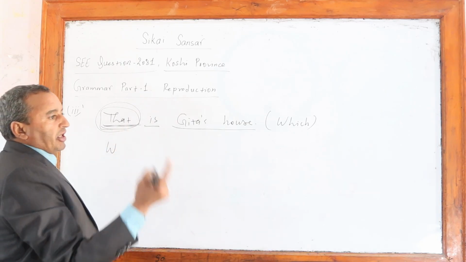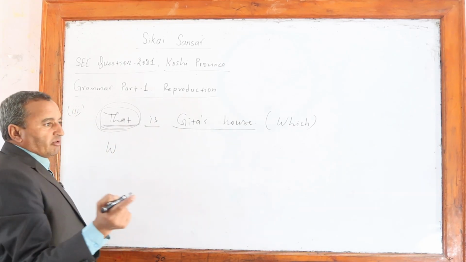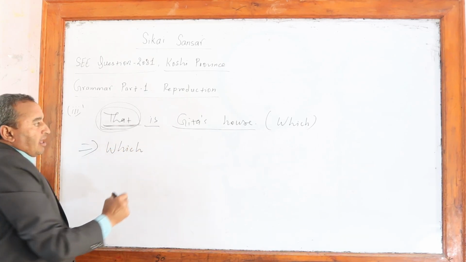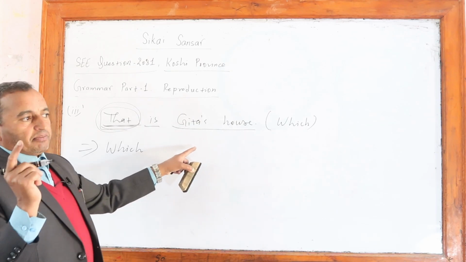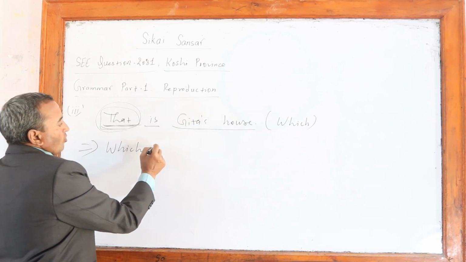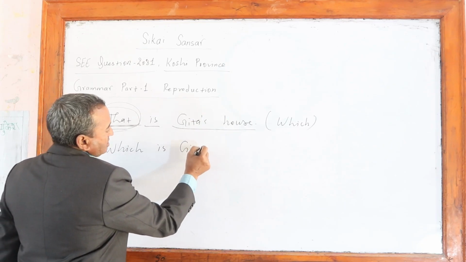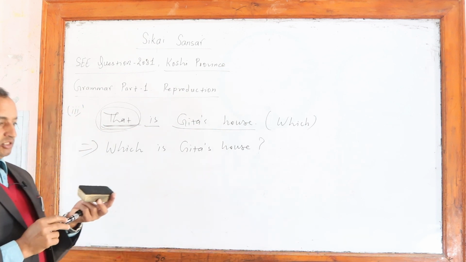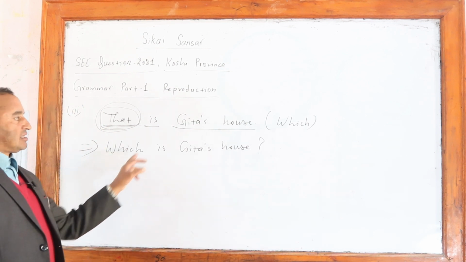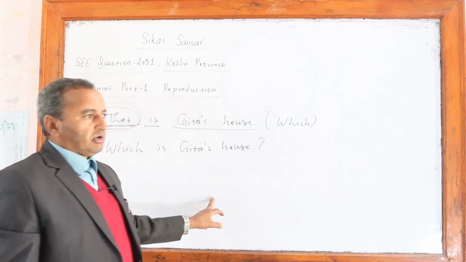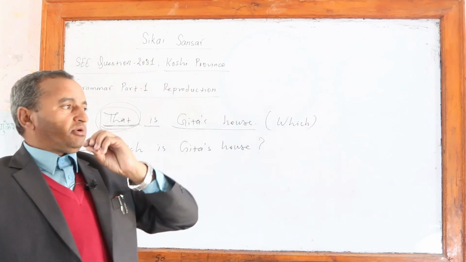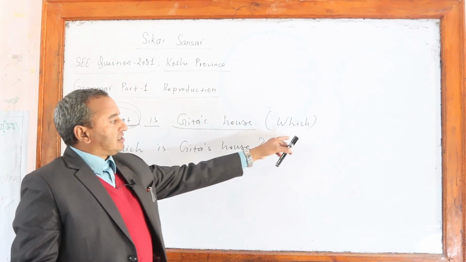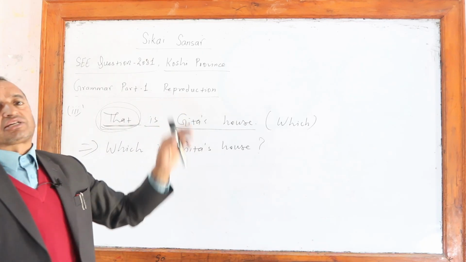So we are going to change the statement into a which question. First of all, we have to write the WH word or question word, which, and Gita's house is singular. It is also in present tense. So: Which is Gita's house? Hence we can change any statement into WH questions, or questions into statements.